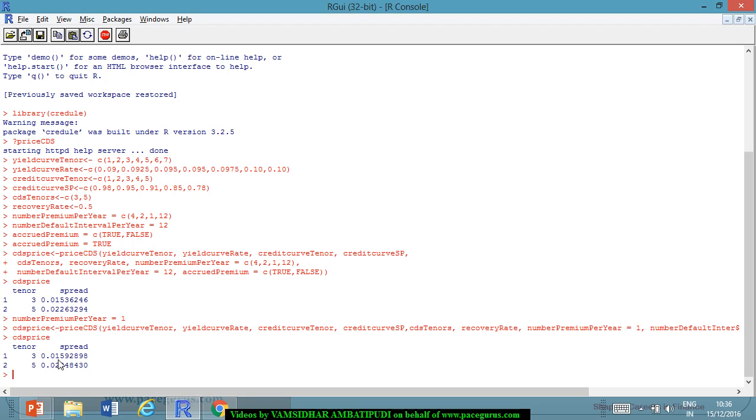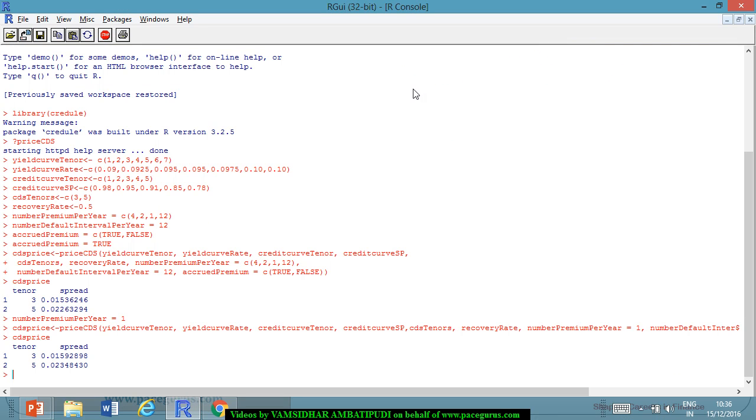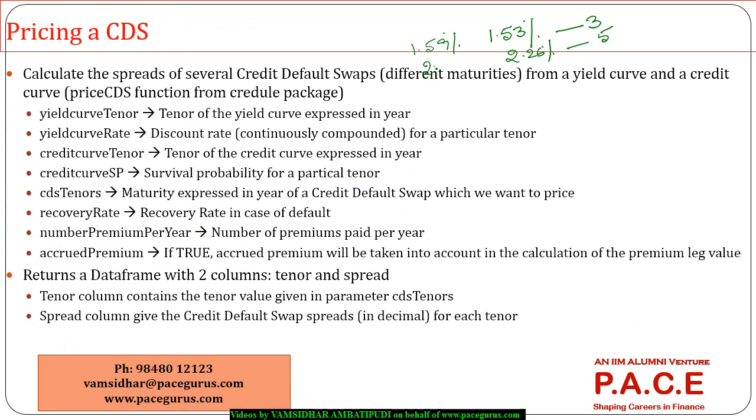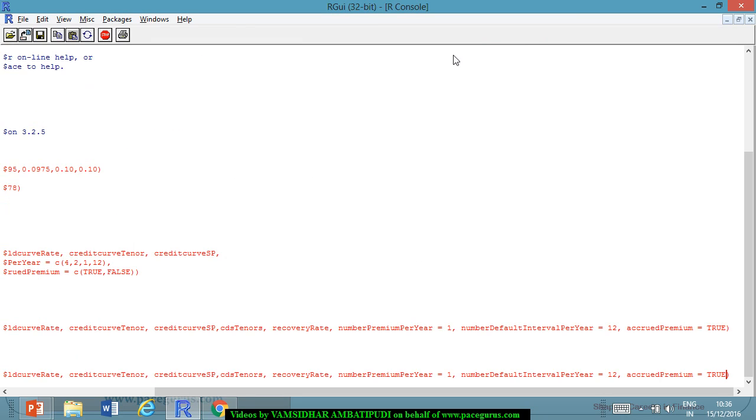So if I am going with the annual, it is coming out as 1.59. So the spread, if I am going with an annual kind of a payment, it's coming out as 1.59% and 2.34% for this guy. And similarly, when I am doing monthly, this number comes out even lesser.